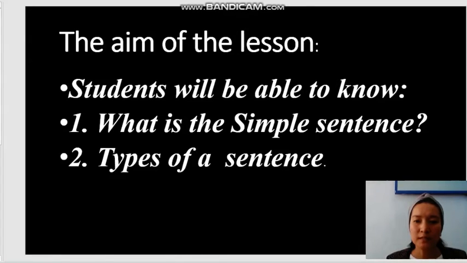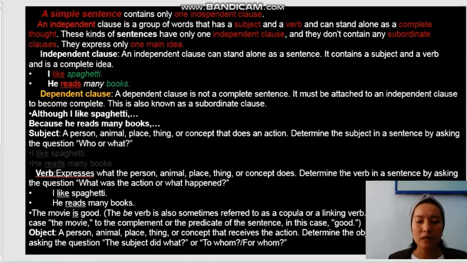The aim of the lesson: students will be able to know what the simple sentence is and the types of a sentence, and how to use them in our speech appropriately and correctly. So, let's define and read the rules of the simple sentence to learn what the types of a sentence are.